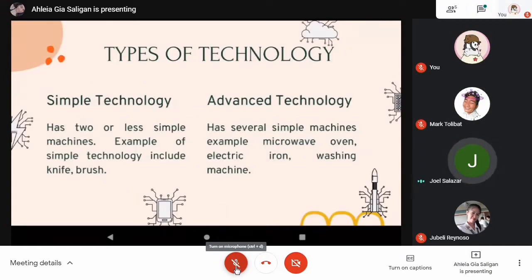So there are two types of technology. The first one is simple technology. According to the description, it has two or fewer simple machines, and examples of this are the knife and brush. Simple technologies are tools that are easy to use and not really that complex. You can use them without that much knowledge. While advanced technology has several simple machines. Examples of this are the microwave oven, electric iron, and washing machine. These types of technologies require much more knowledge to be able to use the tools, the machine, or the technology.